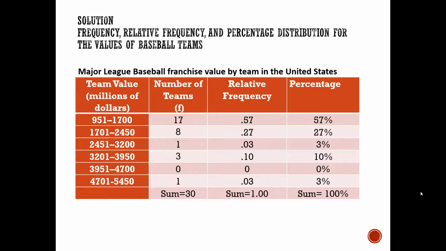When I add up my relative frequencies, I have a sum of 1. When I add up my percentages, I have a sum of 100%. And I've checked, I added up my frequencies, the sum is 30, and that's the number of teams in my data set. It's incredibly important that I do these sums to check my data.